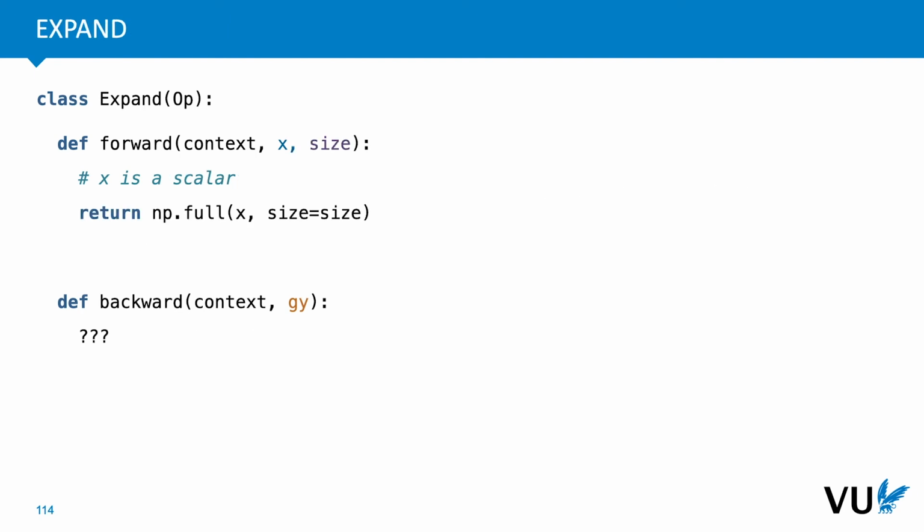One more example, an expansion op, and this op starts with a scalar value and expands that into a matrix by simply repeating the scalar value for all the elements of the matrix. And in NumPy, this is done by the keyword full. So here's what that looks like in a computation graph.